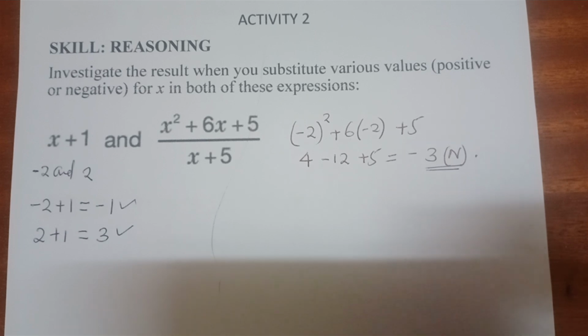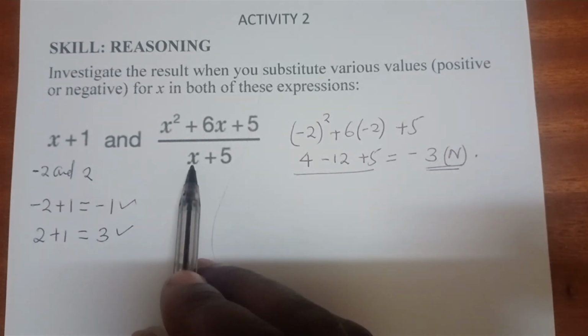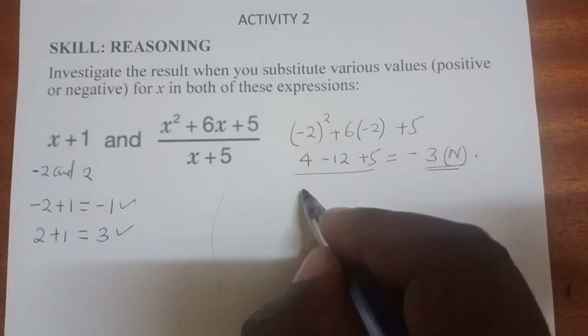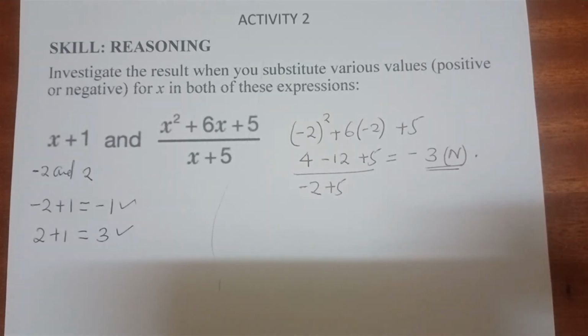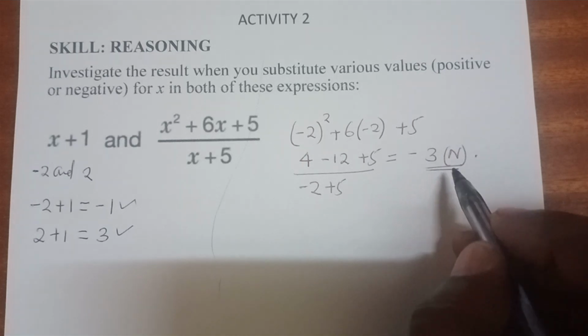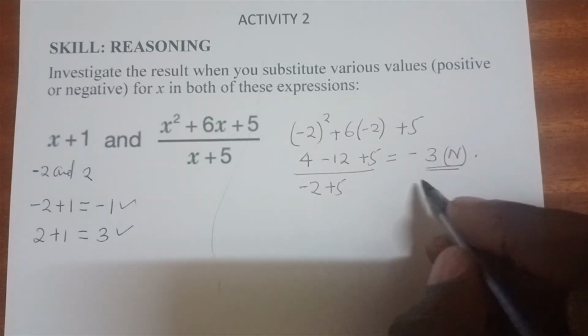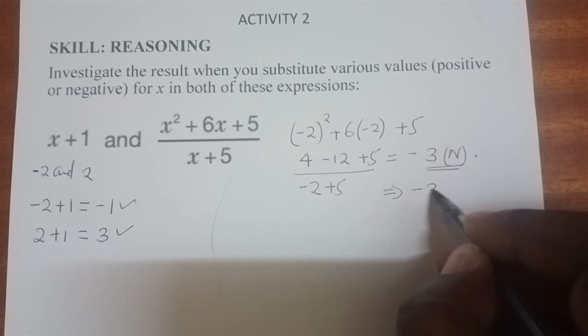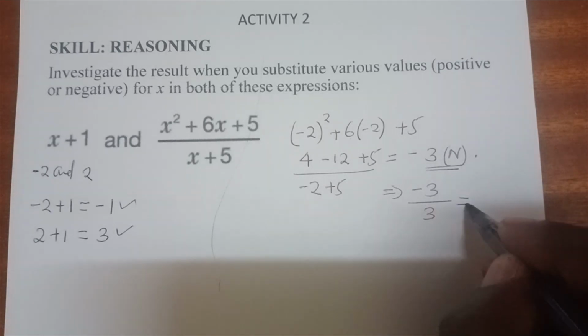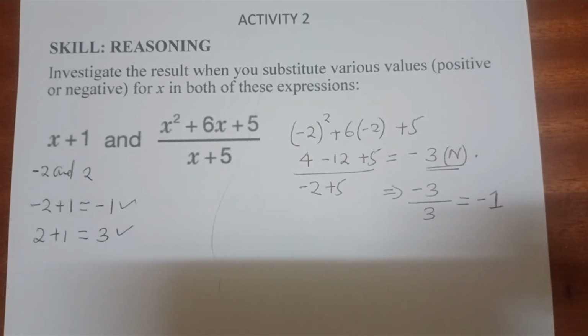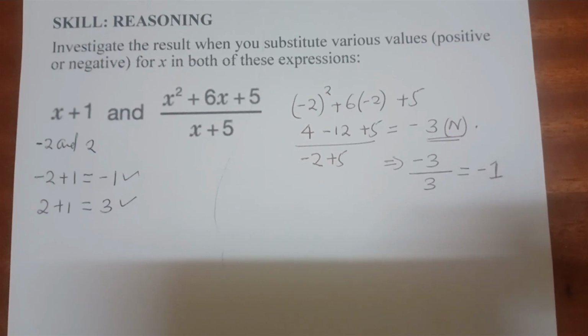What about the denominator? The denominator is -2 plus 5. It's simply like 5 minus 2, which is +3, and eventually we are going to have the whole thing being equal to -3 as the numerator and +3 as the denominator, and -3 divided by 3 is simply -1. That is when our value of x is -2.